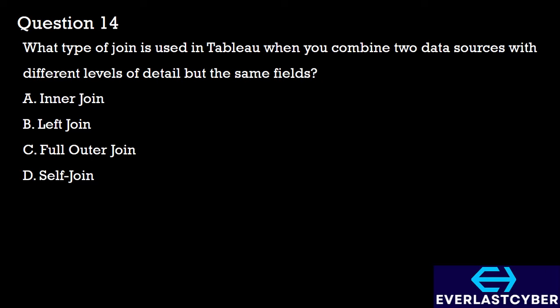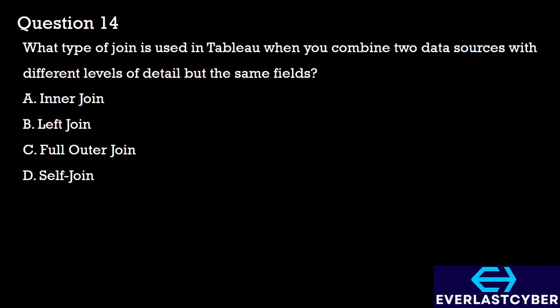An inner join only includes rows where there is a matching value in both data sources. If the data sources have different levels of detail, some records from the left source might be excluded if there is no match in the right source. This would reduce the data set, and it is not ideal when you want to retain all the rows from the left data source.